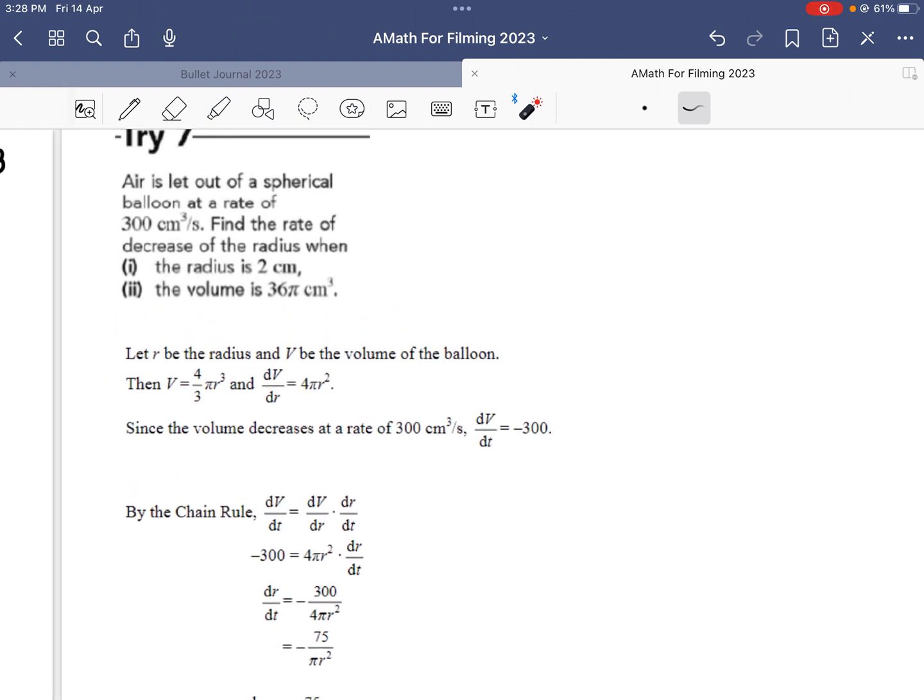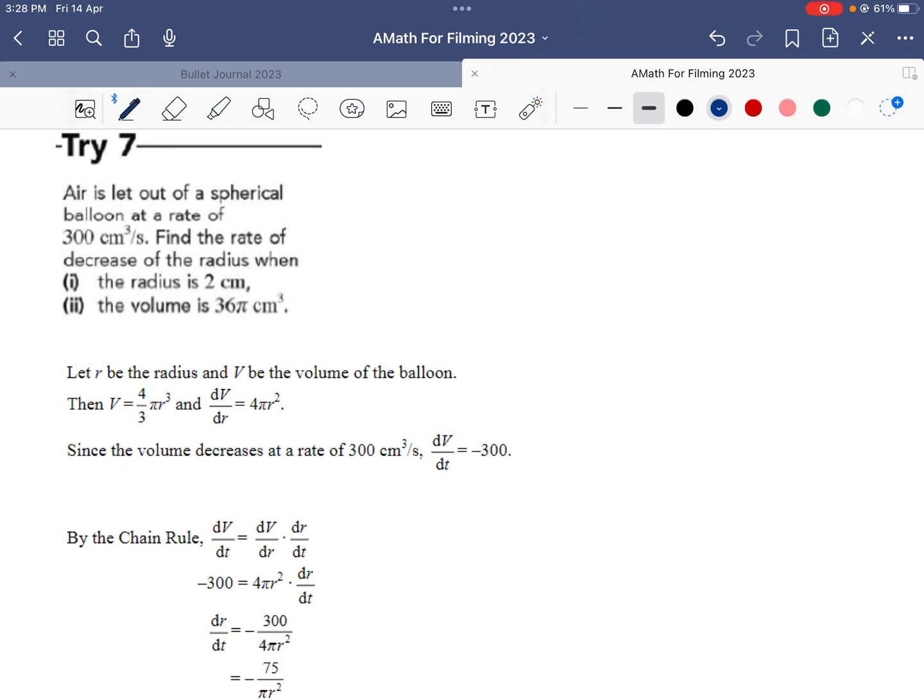Okay, first and foremost, air is let out of a spherical balloon at a rate of 300 cm cubed per second. So what I can say is that air, what is air? Air is volume. So I know that the rate of change of volume with respect to time is equal to negative 300 cm cubed per second. So now they ask you to find the rate of decrease of the radius. So what we are actually looking for here is the rate of change of radius with respect to time.